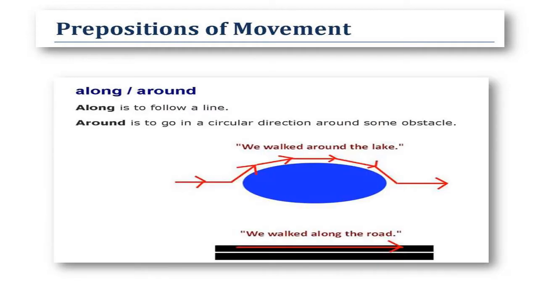Along, around. Along is to follow a line. Around is to go in a circular direction around some obstacle. We walked around the lake. We walked along the road.